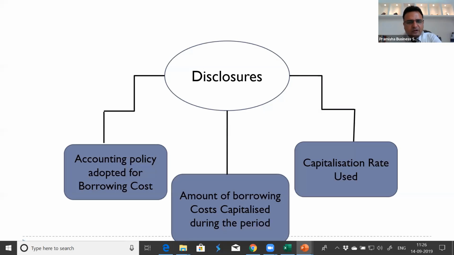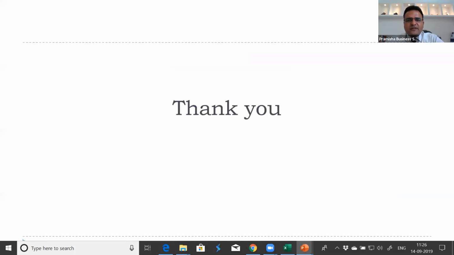So disclose the accounting policy adopted for borrowing cost, whether we are using a specific borrowing rate, when we commence capitalization, when we suspend it, when we cease capitalization, and the amount of borrowing cost and the capitalization rate used. We need to disclose these. This is all for the standard on borrowing cost.